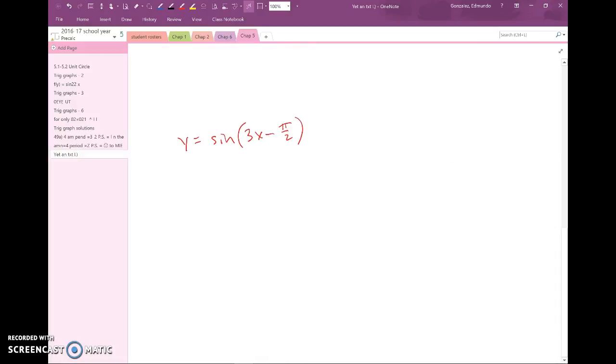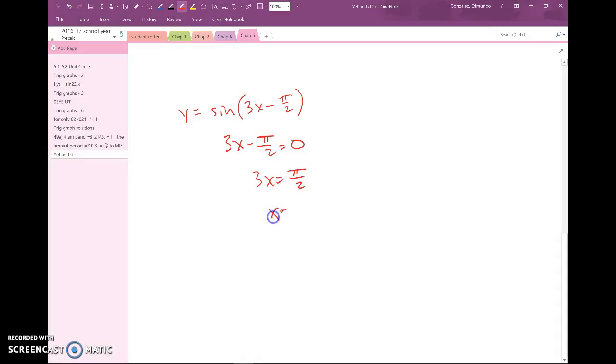Just to show you that it works for all three, let's take a look at what the phase shift would be for this equation involving the sine. Again, we'll take the input to the sine function, and let's set that equal to 0, and solve for x. So 3x equals pi over 2, x equals pi over 6. And this means that whatever the sine curve should have been doing at x equals 0, it's now doing it at pi over 6. So this corresponds to a phase shift of pi over 6 units to the right, because in this instance pi over 6 of course is to the right of the origin.